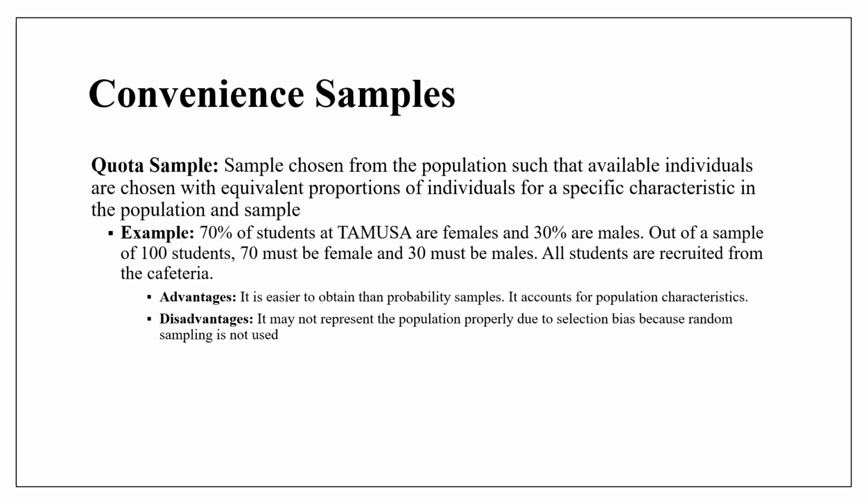Advantages, again, these are much easier to obtain than probability samples while accounting for population characteristics. So again, it is better than volunteer sample. But when it comes to any other probability sample, it is not necessarily the best. Disadvantages, again, it may not properly represent the population because we're only getting the first people that we run across, and they're still potentially impacted by selection bias because there's no random sampling.